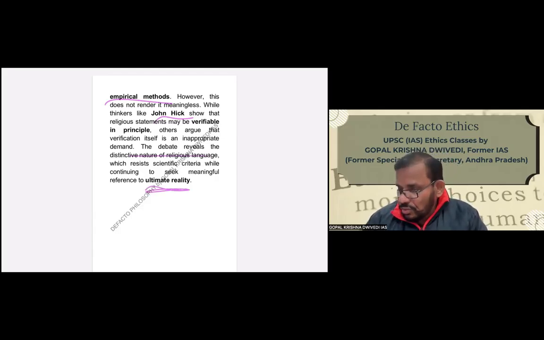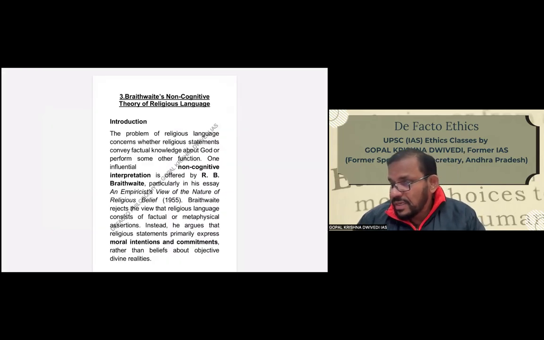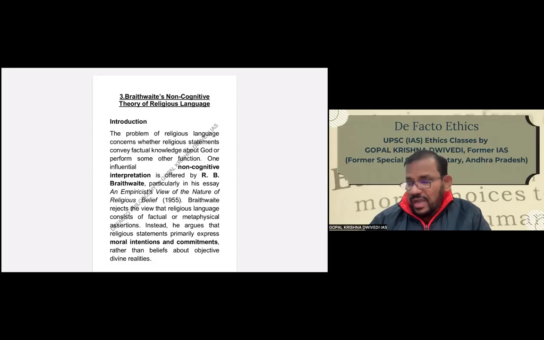Now let us go to the next subtopic, Braithwaite's non-cognitive theory of religious language. This we have already partly studied in brief. Here we will be taking up only this part, Braithwaite's theory, the non-cognitive theory, in detail. As you know, the non-cognitive interpretation offered by R.B. Braithwaite is basically moral intentions and commitments. He says that religious statements express moral intentions and commitments.